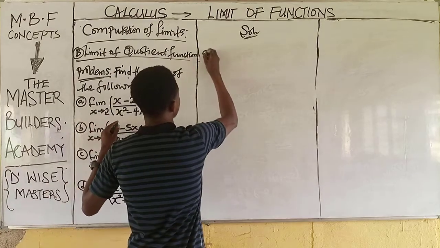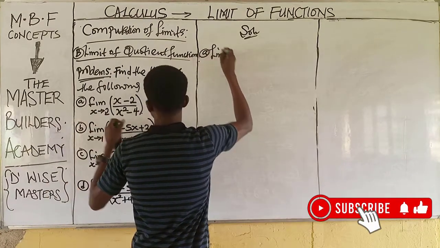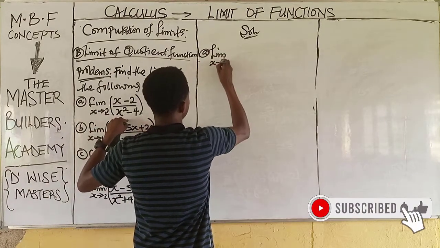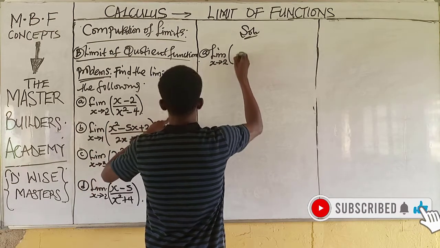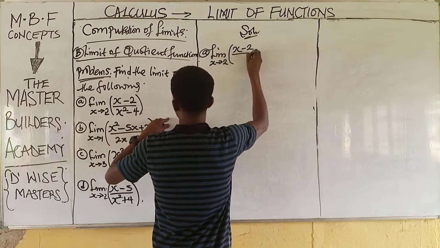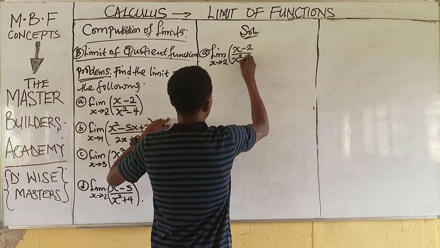The limit as x tends to 2 of (x minus 2) over (x squared minus 4).